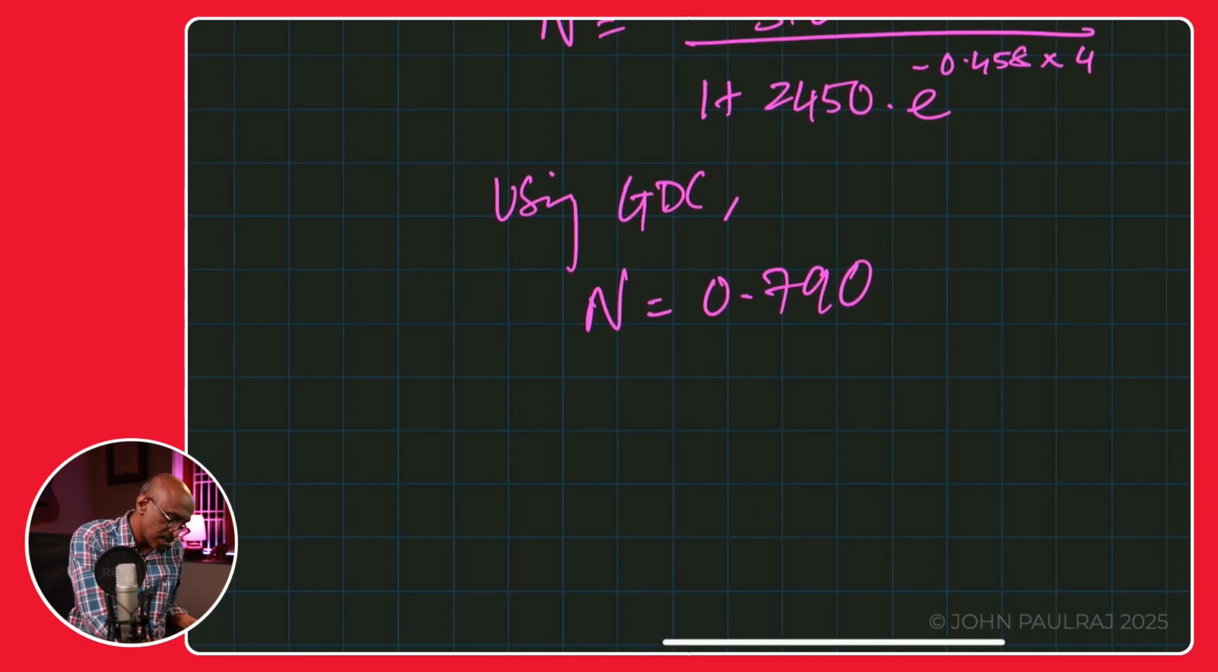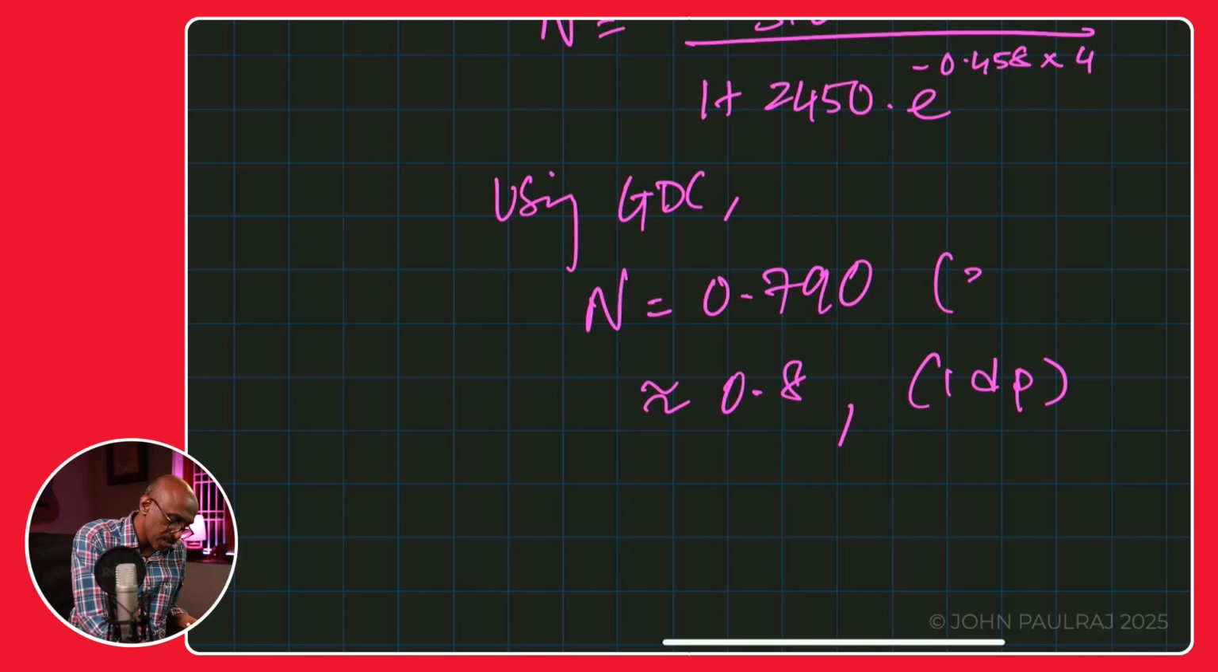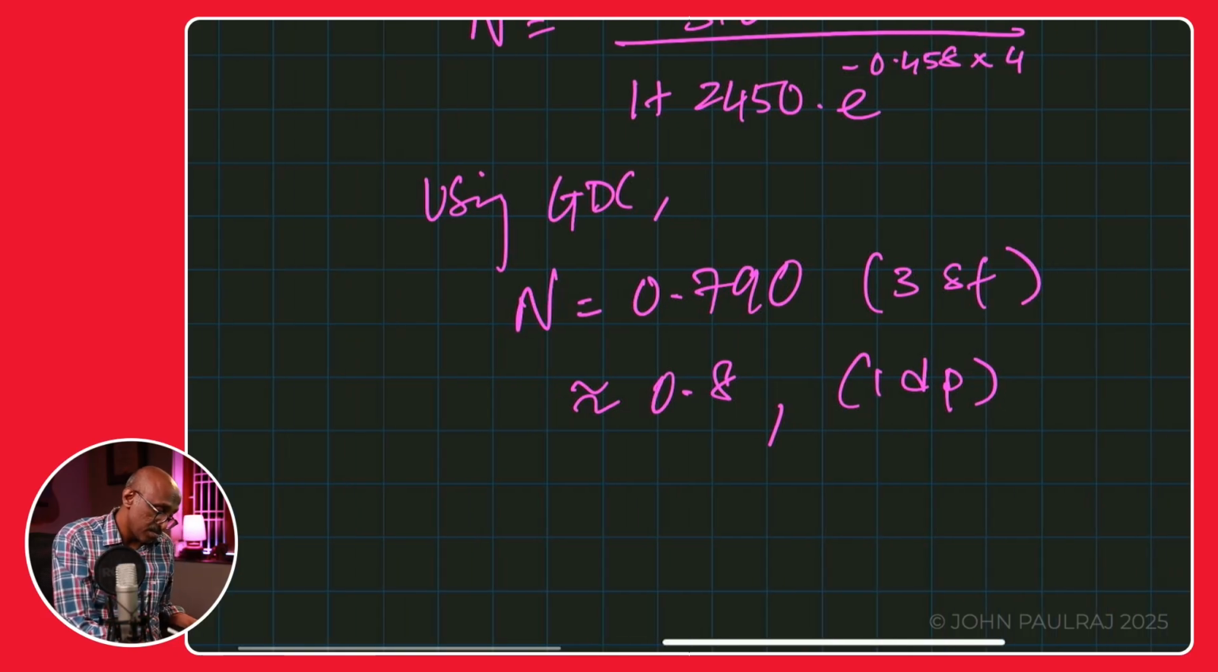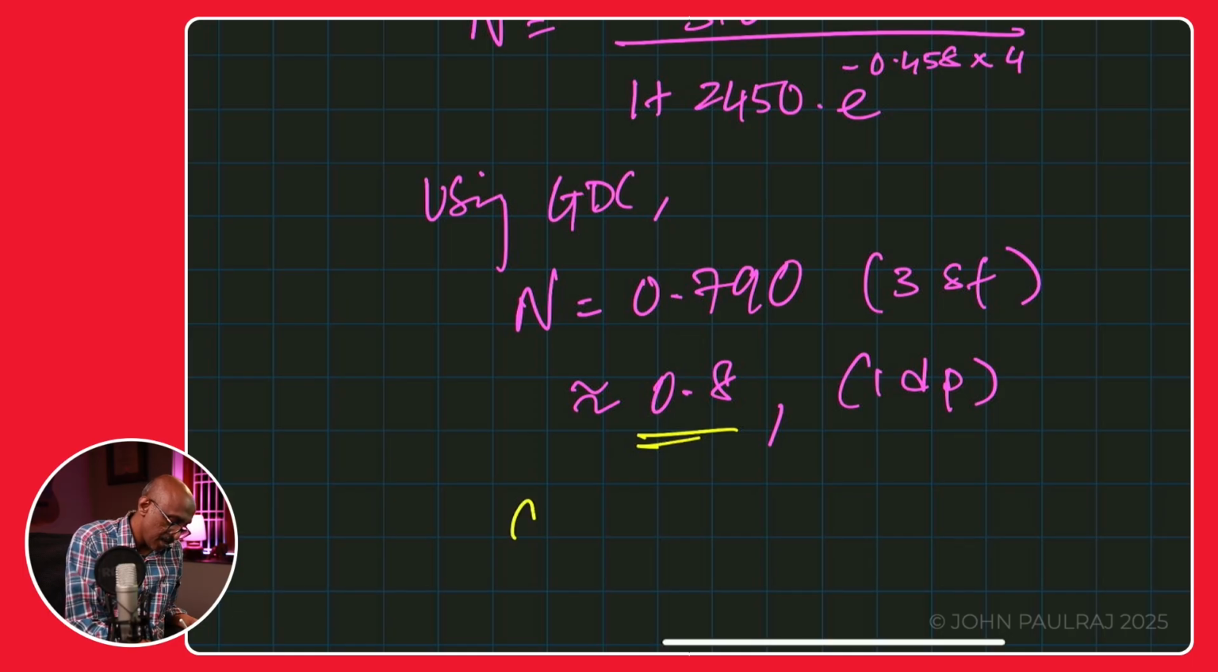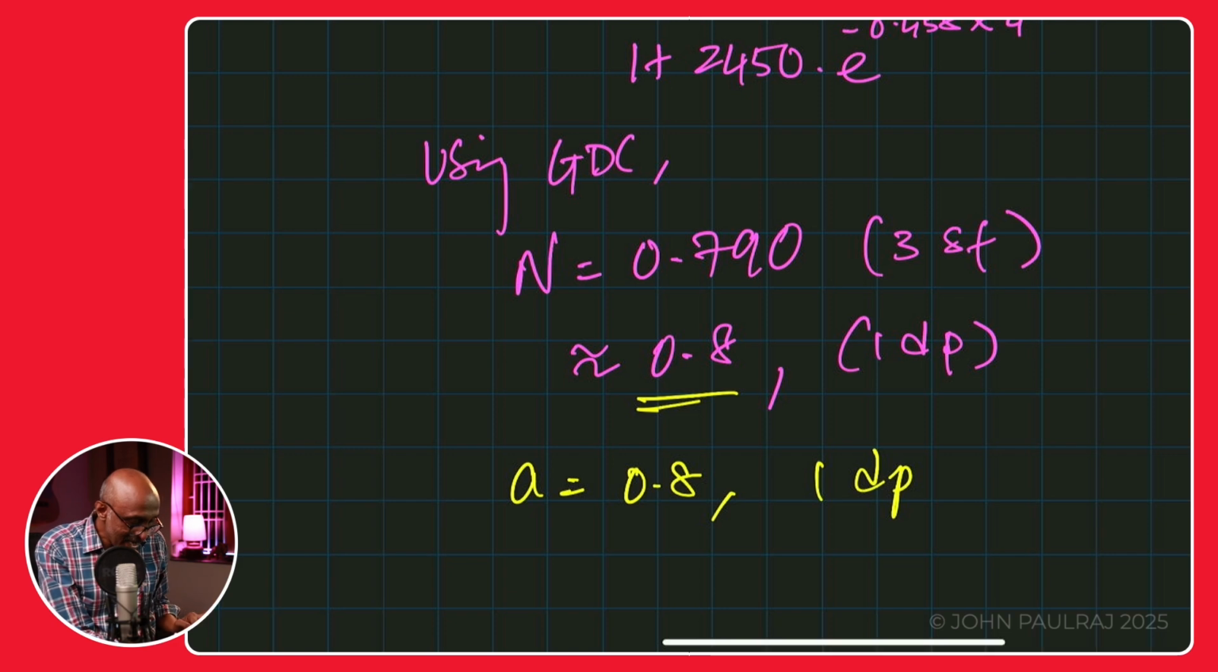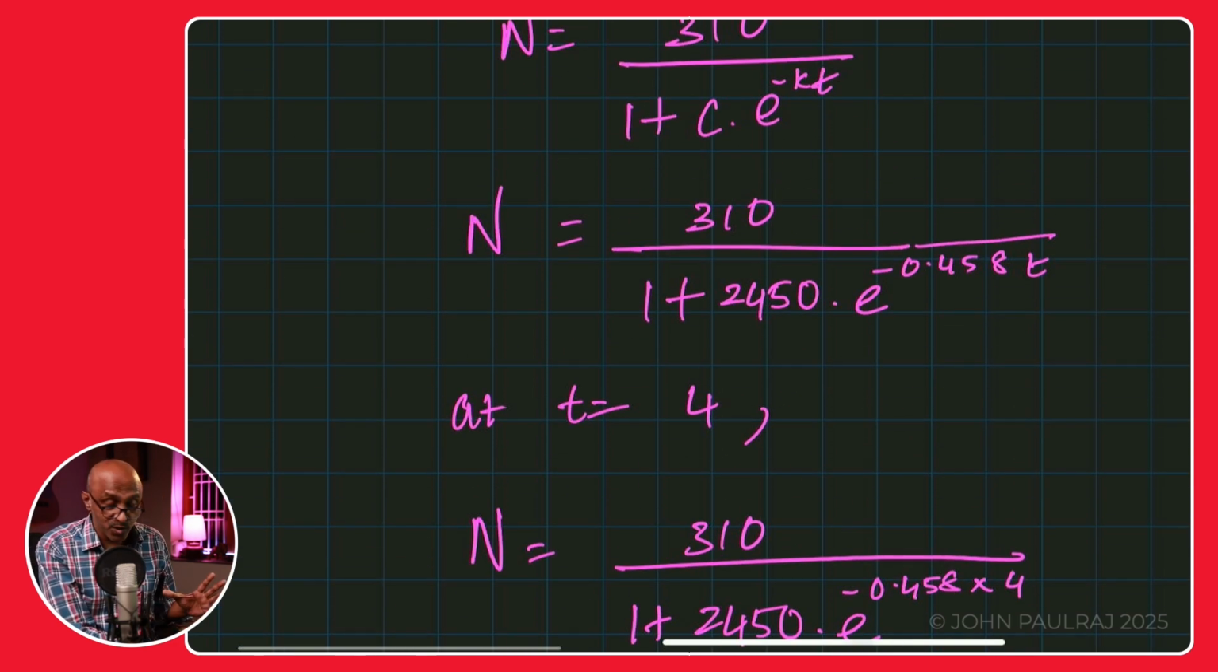0.790 as, you can say this is 0.8 to 1 decimal place. And if you want here, you can say 3SF. Okay, that's good. So they know that you've rounded off to 1 decimal place. That's the value of a. So a is 0.8 to 1 decimal place. So that a is the value of n when t equals 4. That's how you should interpret it.